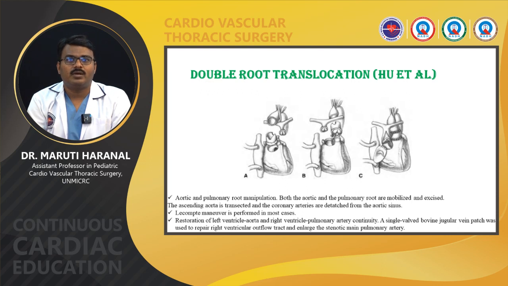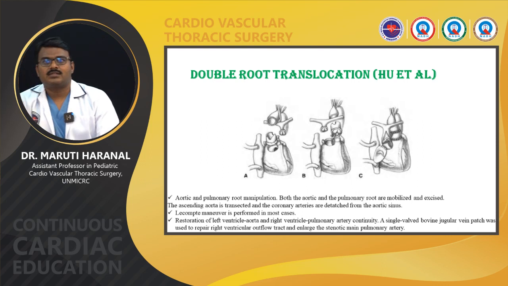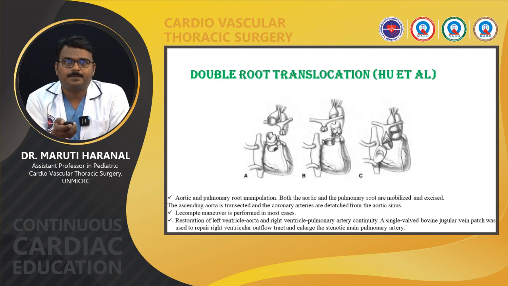Left ventricle to aorta and the right ventricle to pulmonary artery continuity is established. A single valved bovine jugular vein patch was used to repair the right ventricular outflow tract and enlarge the stenotic main pulmonary artery.